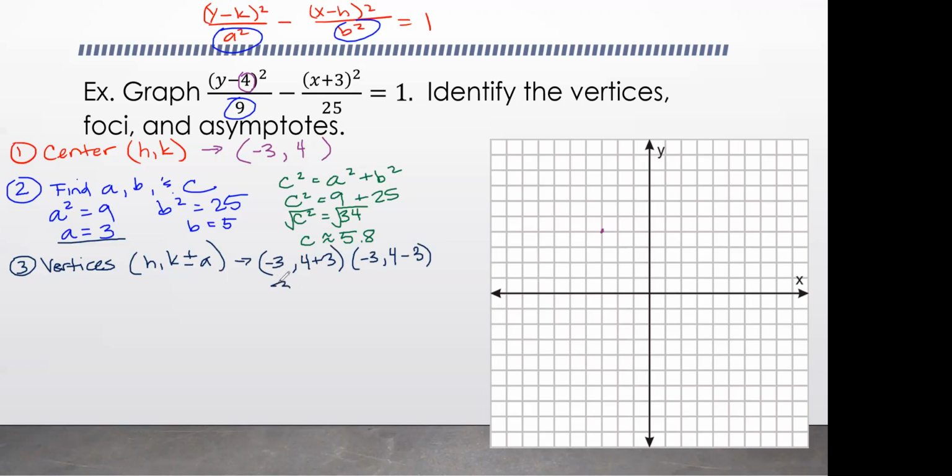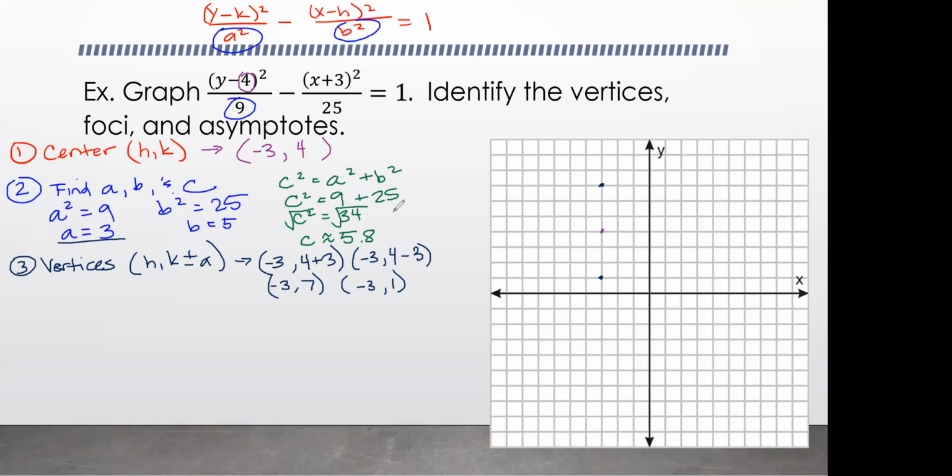So that would be -3, and then 4 plus 3 is 7. And then over here, I have -3, and 4 minus 3 is 1. So those are my vertices, so I can plot those points. That would be 1, 2, 3, and then up to 7. And then -3, 1. So those are my vertices.